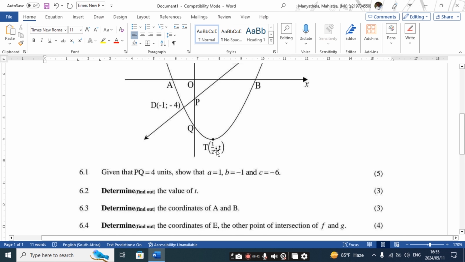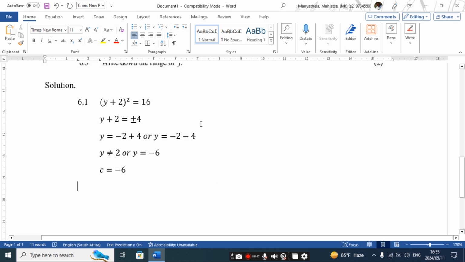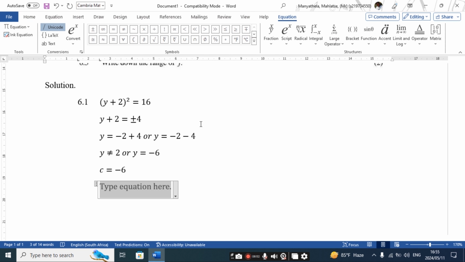Okay, what do we have? We have the x coordinate at the turning point, which is 1 over 2. So we are going to use that x coordinate at the turning point. We are going to say f prime of x.